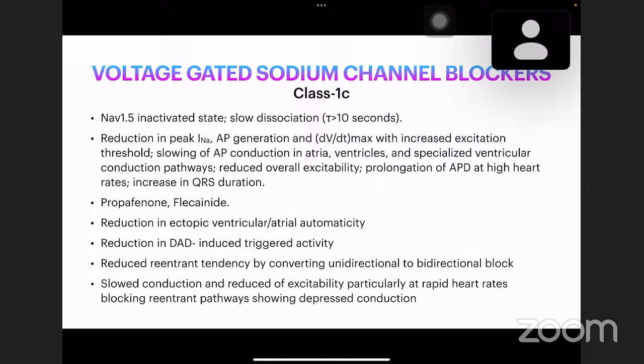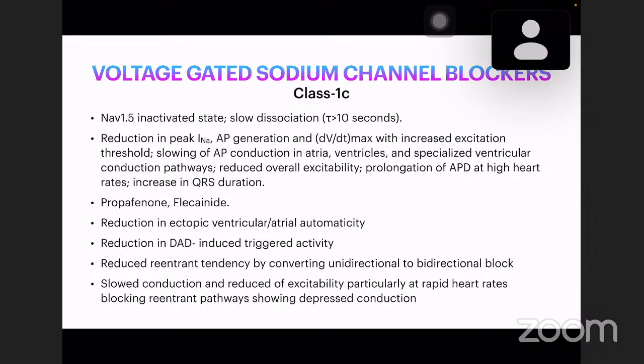Coming to class 1C, these are slow dissociation blockers. They act on sodium channels in the inactivated state, not in the open state like class 1A and 1B. There is reduction in the peak sodium inflow, reduction in action potential generation, and increased excitation threshold, slowing the AP conduction same as the other two classes. It slows conduction in the atria, ventricles, and conduction pathways, reduces overall excitability, prolongs the action potential duration at high heart rates, and increases the QRS duration. The two drugs included in this class are propafenone and flecainide.